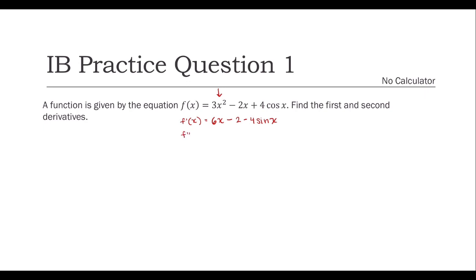Our second derivative, f double prime of x, will equal our derivative of 6x, which is just 6. Then the derivative of a constant will go away. And then for our derivative of negative 4 sine of x, we can pull the constant out front. And then the derivative of sine of x is cosine of x. So here are your first and second derivatives of that function.